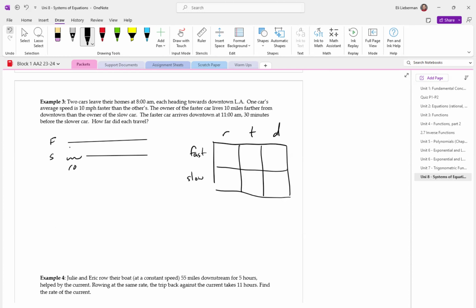Do you know anything specific about both of them? Yeah, the time. We know the time for both of them, don't we? Yeah. Because they both leave at 8 o'clock. So the faster one is traveling for 3 hours. Is that right? And then the slower one is going for 3.5. Is that right?